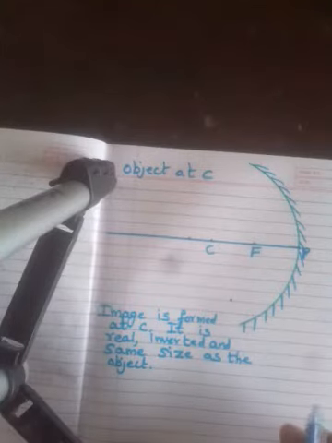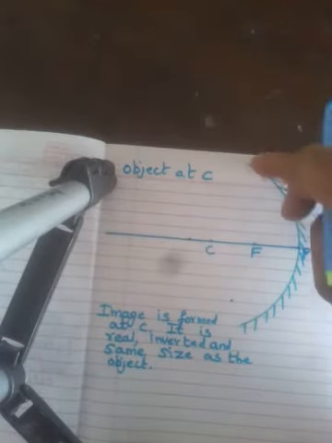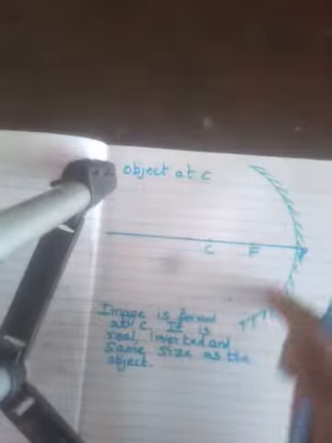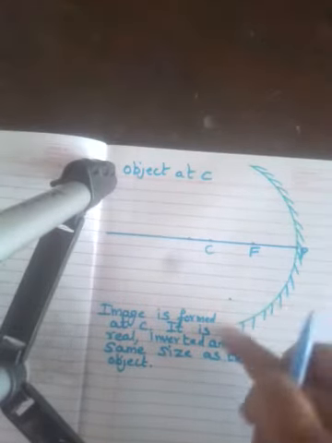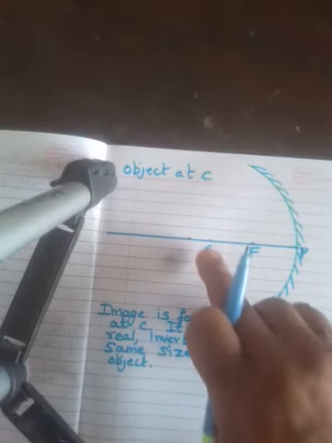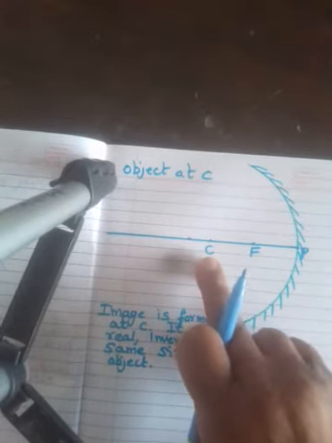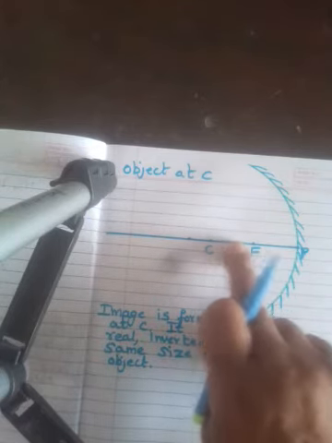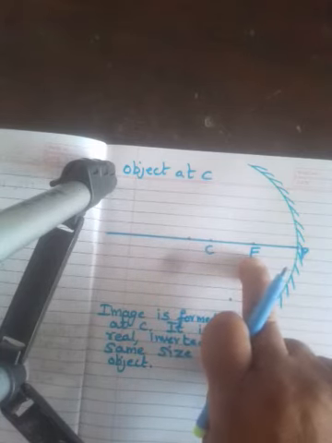The next image formation diagram we will draw is for the object at C. I have drawn the concave mirror. For this also I have taken the radius as 6 centimeters, and the center of this part of the circle I have marked as C, and the midpoint of C and P I have taken as F. This is 6 centimeters, so 3 centimeters will be the midpoint.